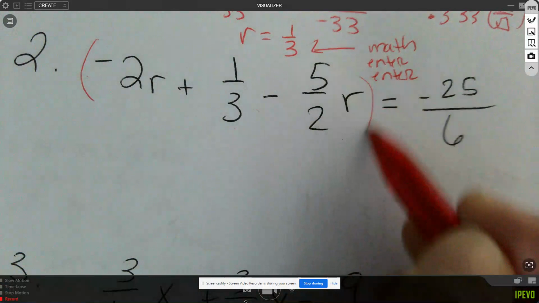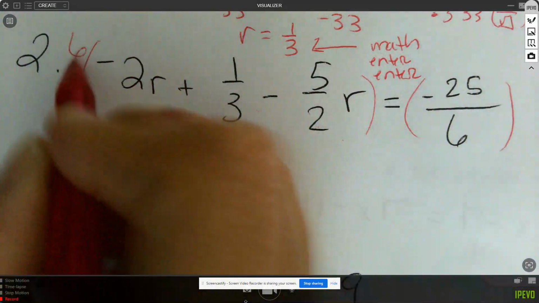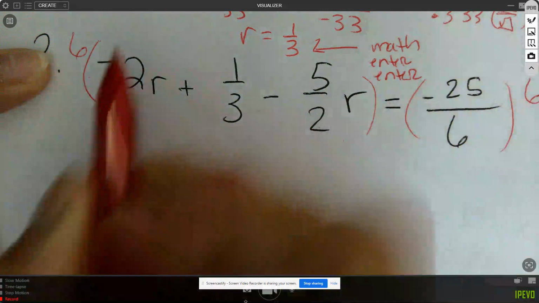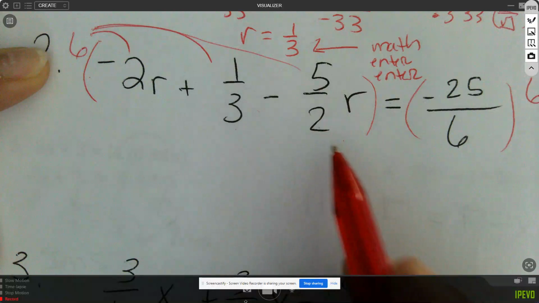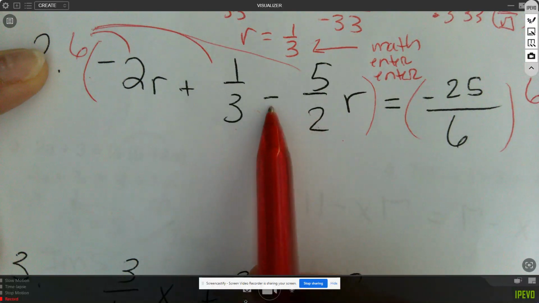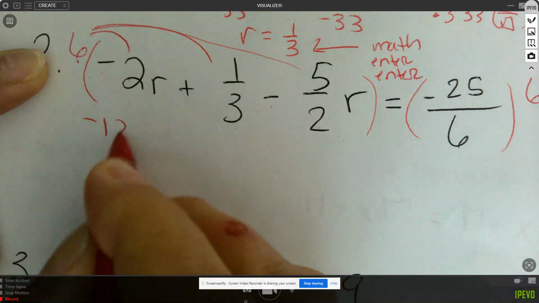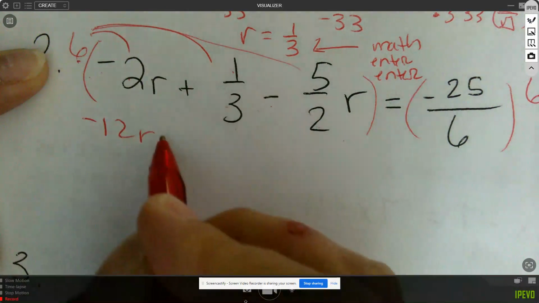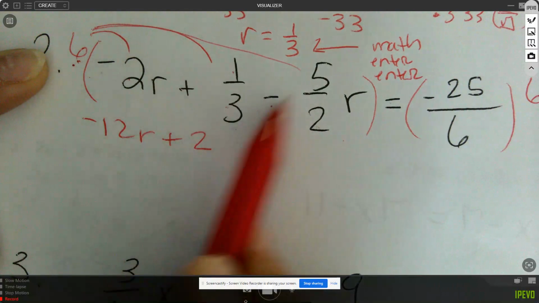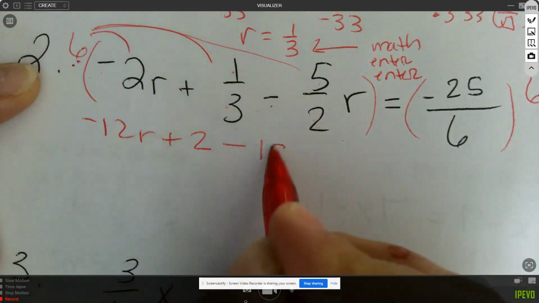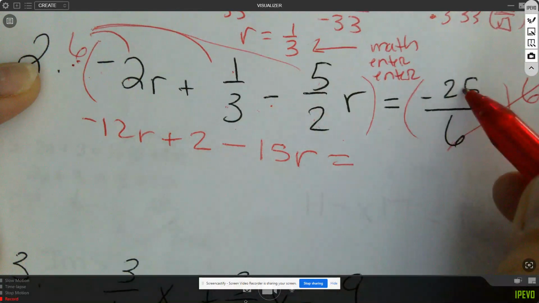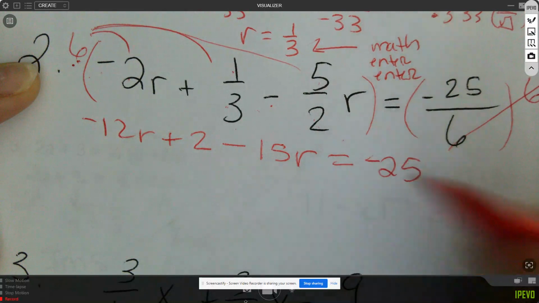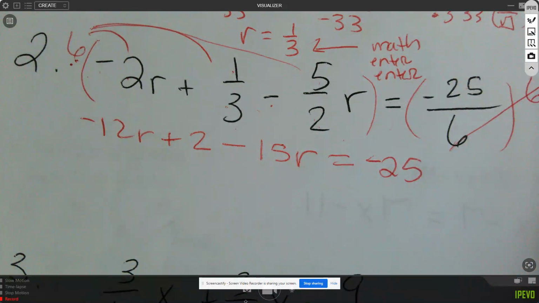I am going to use 6 because it's smaller, and I'm trying to do this in my head. I'm not using a calculator. So 6 times negative 2, then 6 times 1/3, then I'm going to do 6 times negative 5 over 2. Again, notice how I pick up the negative as I do this. So 6 times negative 2, negative 12r. 6 times 1/3, positive 2. 6 times negative 5 over 3 is a negative 15r. Bring down the equals. 6 times negative 25 over 6 will be a negative 25. I'm just double checking my numbers because I did that in my head, so I should be good.